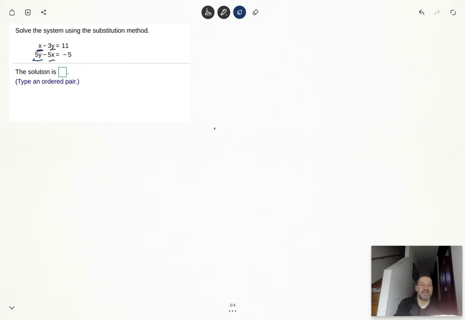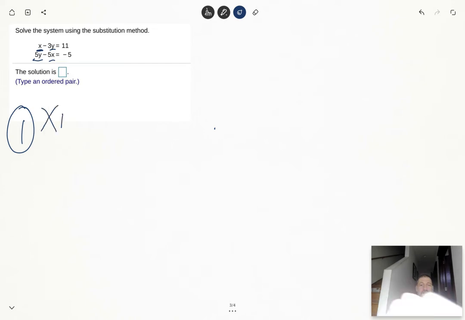I noticed that x looks like the easiest one because it's already by itself, so I don't have to do any dividing for this one. So I'm going to solve for that x. Any of the variables will work. I'm just choosing the easiest one. So first step is to solve for that variable.